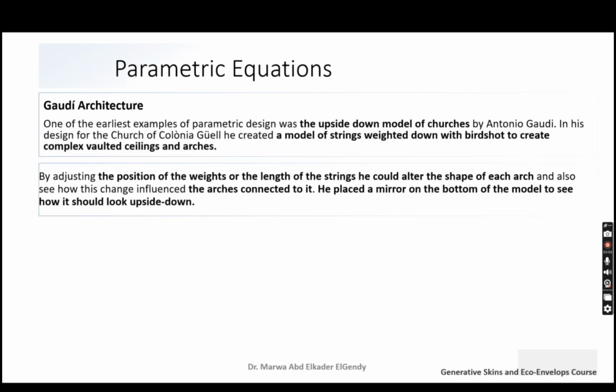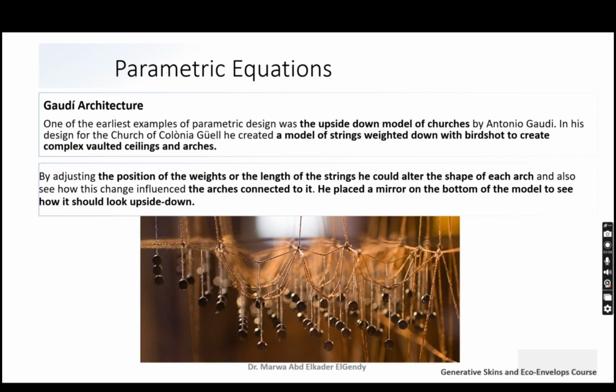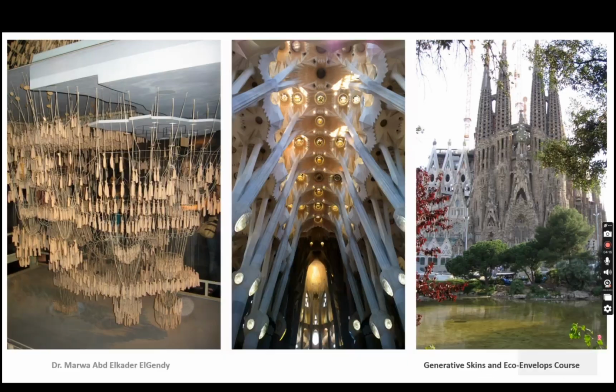He used it as an upside down model of the church. He made the upside down model of strings, weighted with bird shot, to create complex vaulted ceilings and arches. And then he put it upside down and put a mirror under the big model. And he changed the string length and the load that he put, so the ceiling changed, and he got the final model for the 3D church.